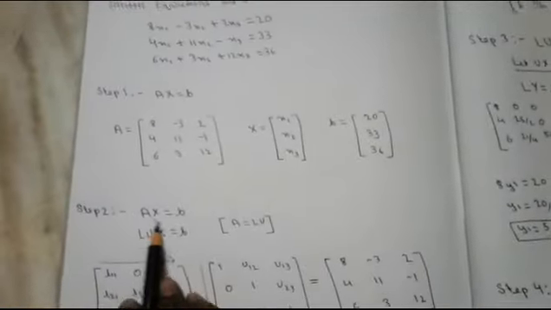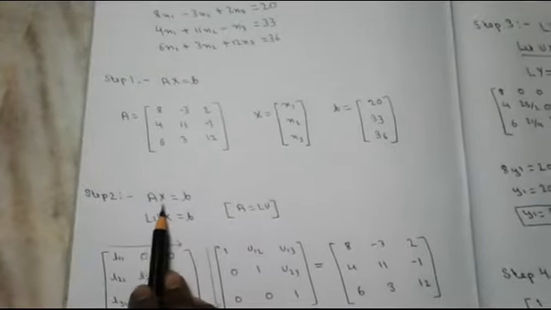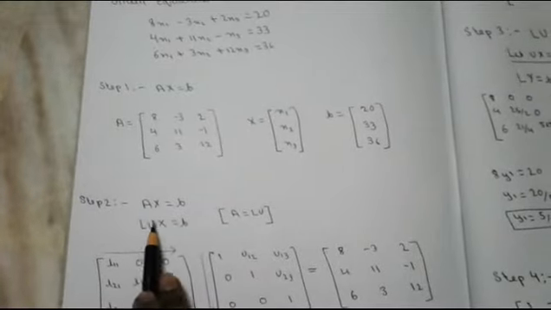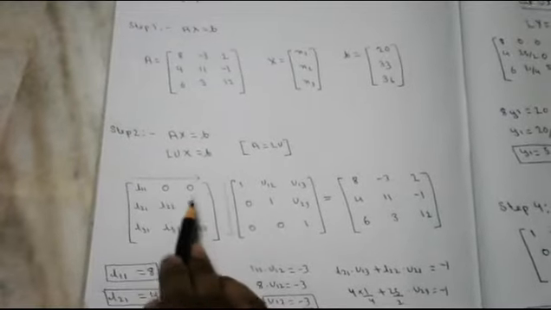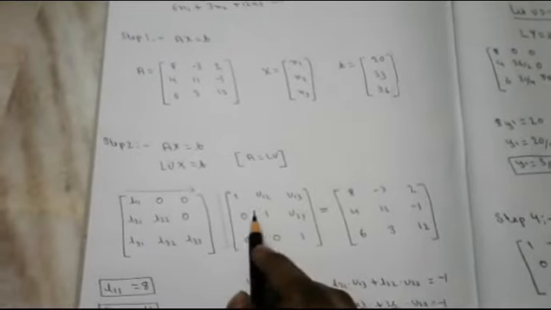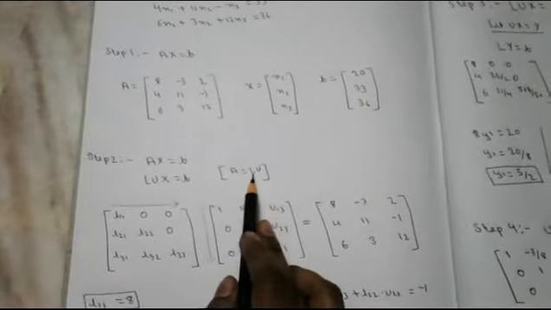In step 2, Ax = B. Now we have to replace the matrix A with L and U. L and U are nothing but submatrices. In the L matrix, you have to remember that the upper triangle will be 0. For the U matrix, the diagonal will be 1 and the lower triangle will be 0. We know that L and U together give A, so L into U equals the A matrix.